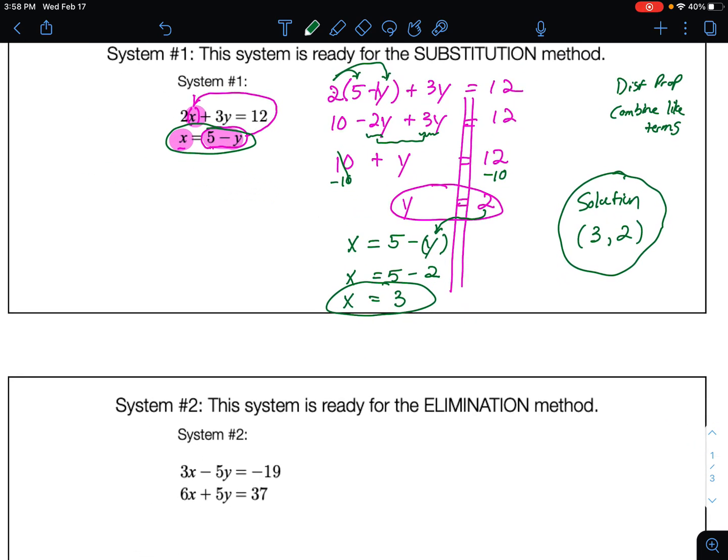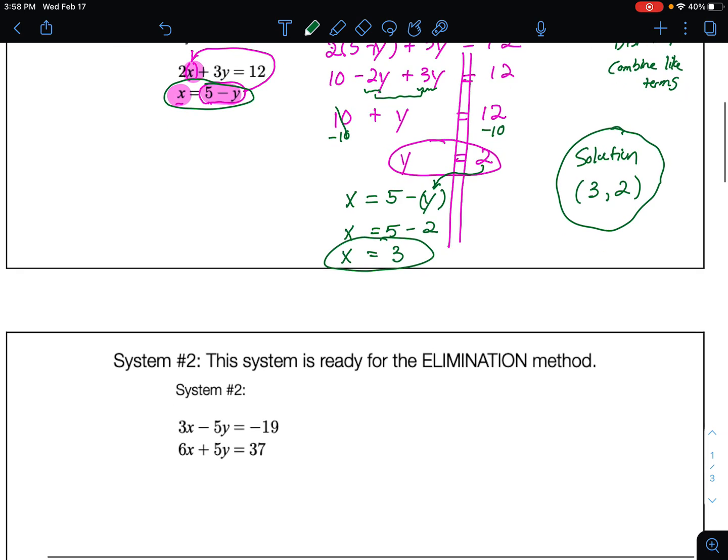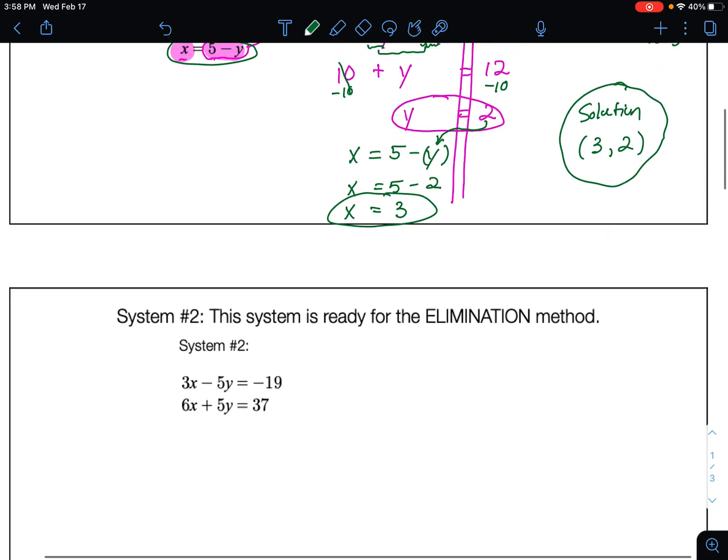No need to bring in a screenshot or anything of the graph here, but I would like you to check your answers by graphing every time you do this.